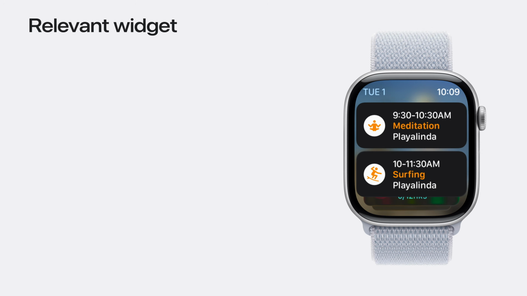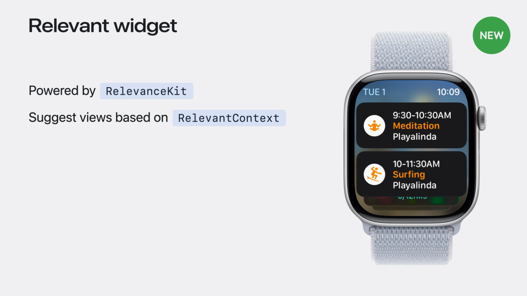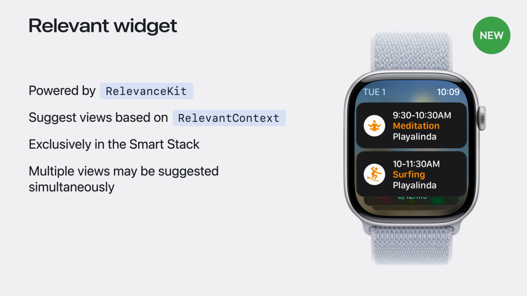In addition to Relevance Kit, watchOS 26 introduces a new widget configuration exclusively for the Smart Stack. The new relevant widget is powered by Relevance Kit and allows you to pick which views should appear from your widget. Views are suggested based on a particular relevant context, such as a point of interest or time of day. Relevant widgets appear exclusively in the Smart Stack, and multiple views may be suggested simultaneously.